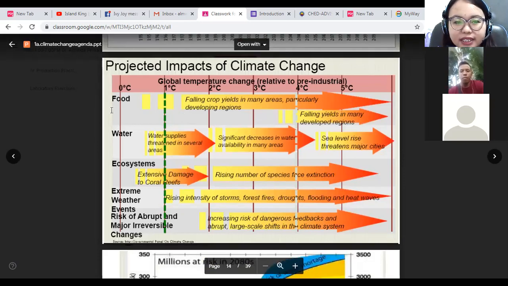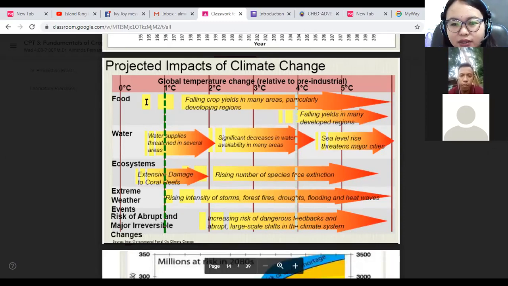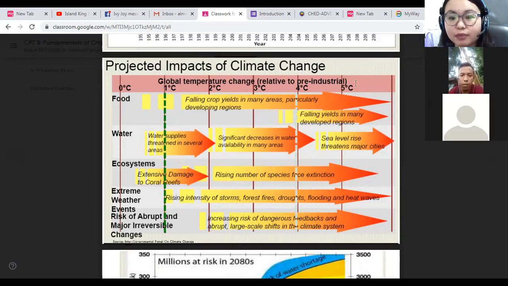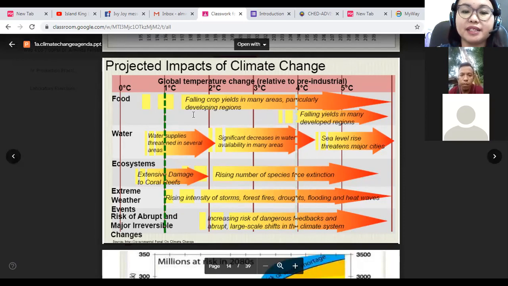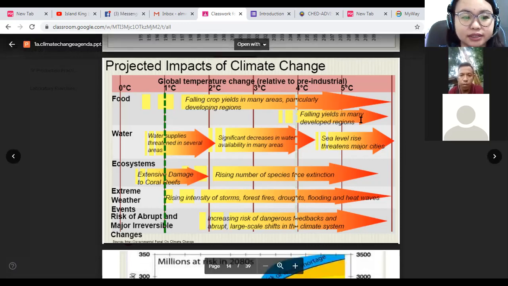As you can see, may mga impact siya to food, water, ecosystems, and extreme weather events, risking abrupt and major irreversible changes. So as the temperature increases to 5 degrees Celsius and more, what happens to our crops? It will fall, falling yields and crop yields. What happens to the water supply, John Ray?